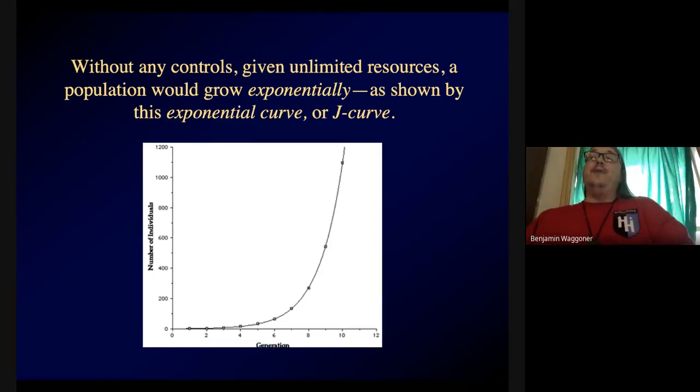And a graph of what that looks like is shown by this exponential curve, otherwise known as a J curve, because it looks a little bit like the letter J, I guess, if you're on drugs.